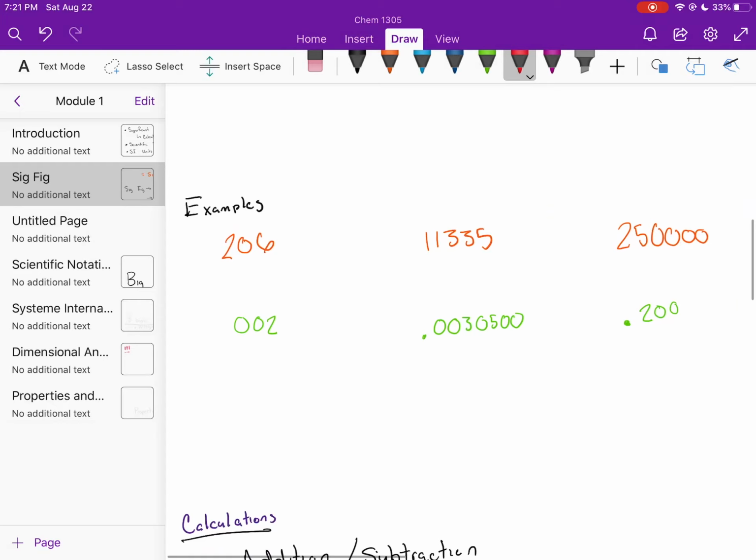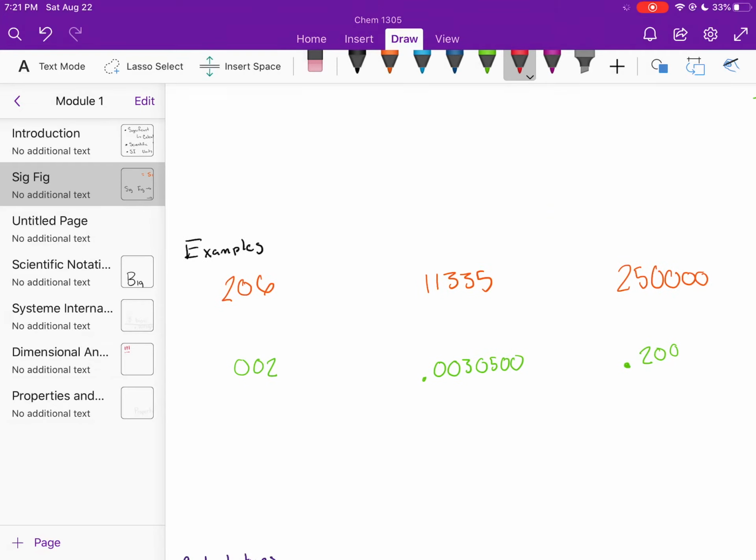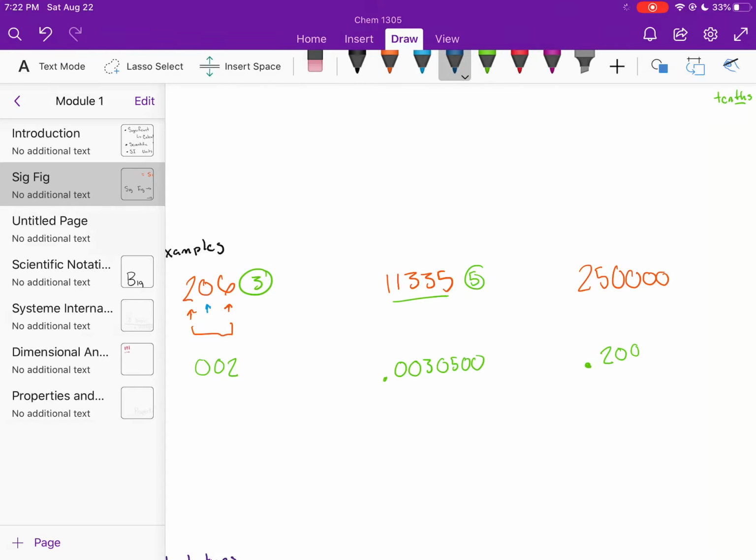So let's do some examples, right? How many significant figures are here? There are 3. Why? Because we got 2 non-zero numbers and we got the sandwich rule. What about this one? We got 5, because 5 non-zero numbers. What about this one? We got actually just 2 significant figures, because we have 2 non-zero numbers along with all these extra zeros.